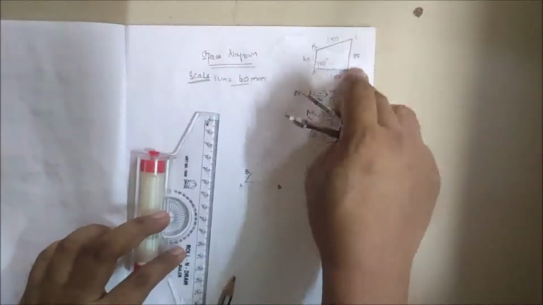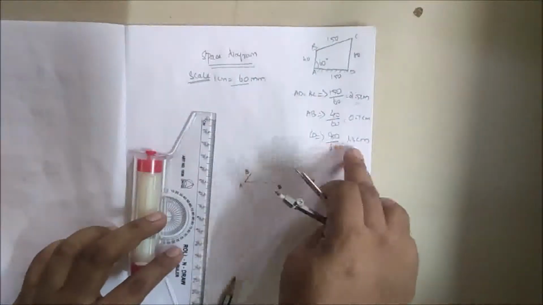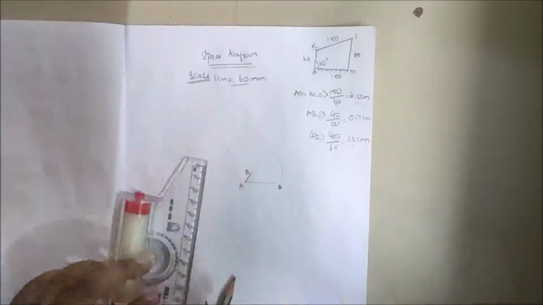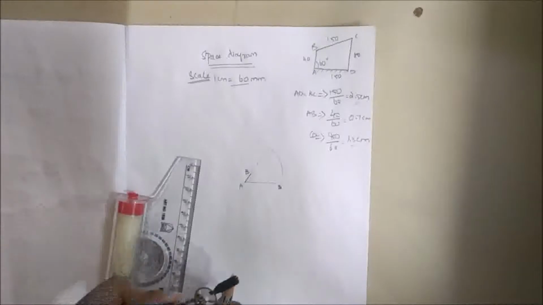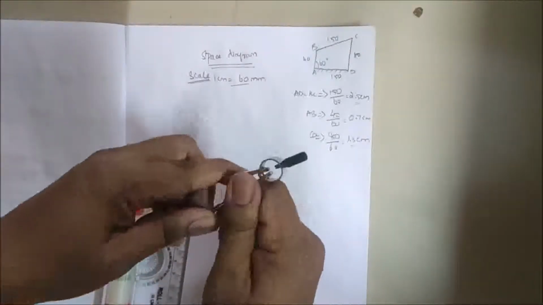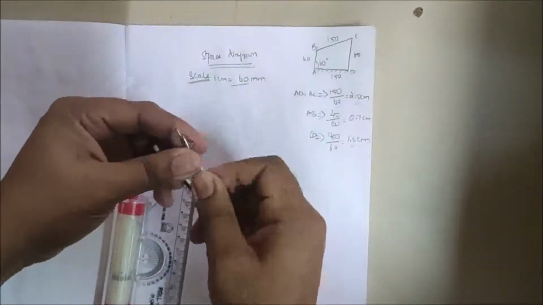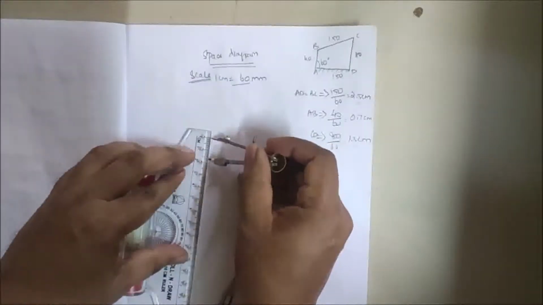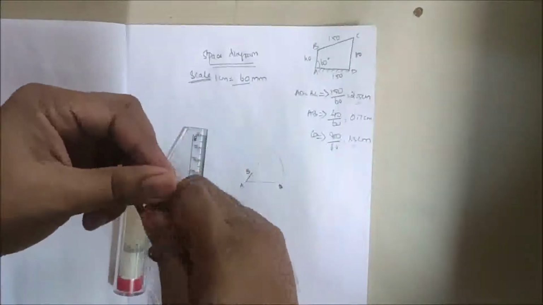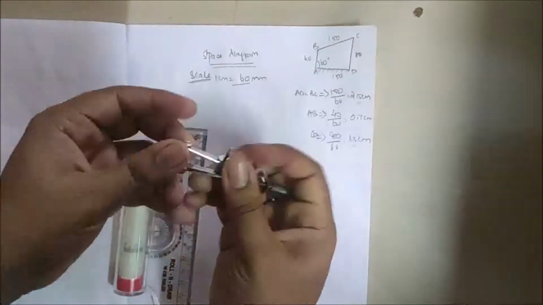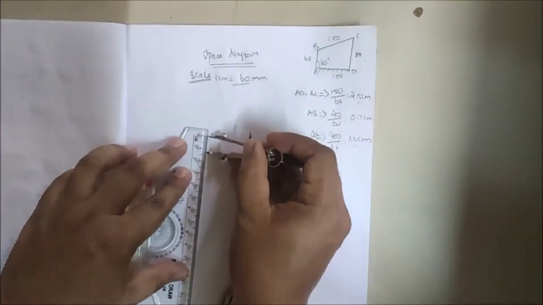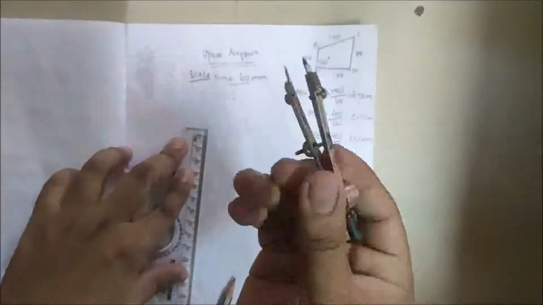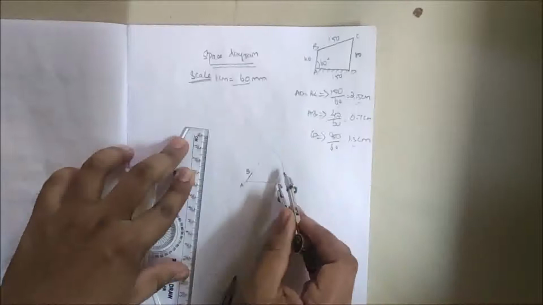The CD length we know is 80 mm. By that scale, it corresponds to 1.3 cm. So take the compass and check whether this value reaches 1.3. See whether you get 1.3; still it has to be reduced. Let's see if 1.3 has come. Yeah, okay, so this represents 1.3 from point D.